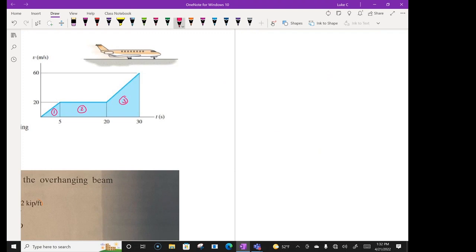So let me just do it over here. So section 1. So we got to find the equation of that line, right? So we know y equals mx plus b. And I'm going to call this v1 equals m t1 plus b.